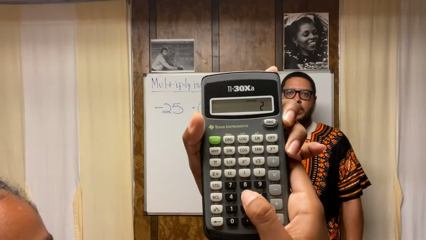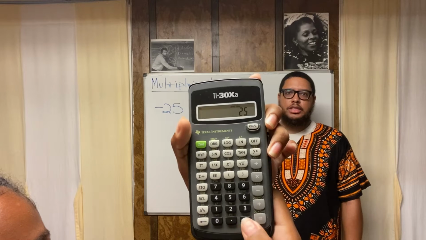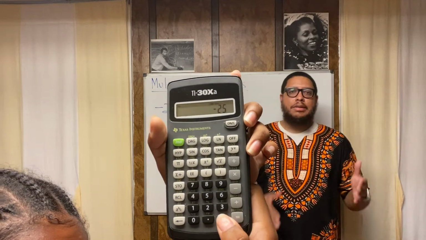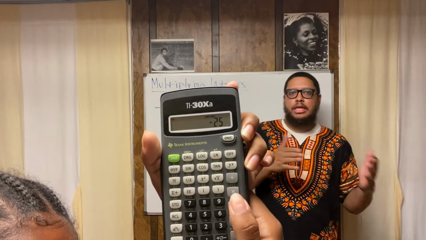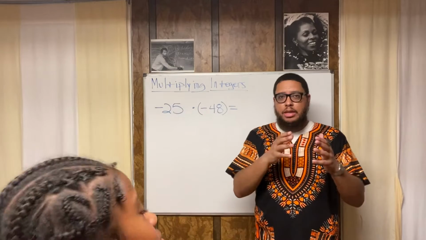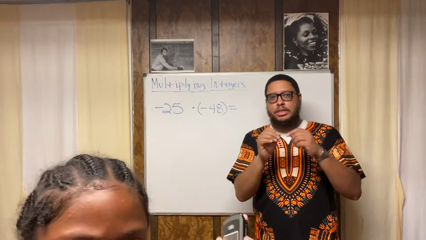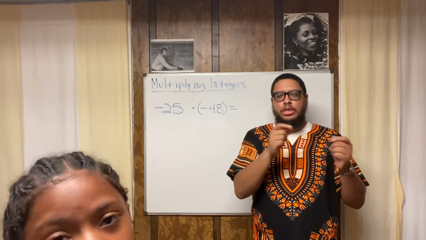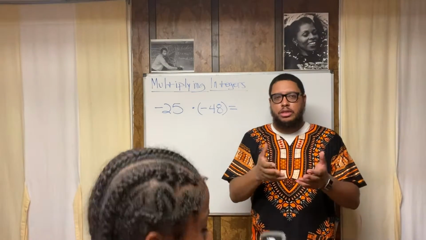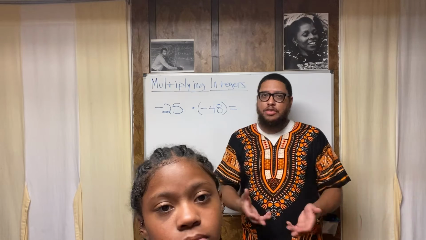So she types in 25, and then she hits the negative button. Now, make sure you hit the negative button, not the minus sign. The minus sign and the negative button are two totally different things. The negative button has a minus sign and a plus sign on it to indicate that we're dealing with going from negative to positive or positive to negative, because all numbers on calculators are assumed to be positive by default.